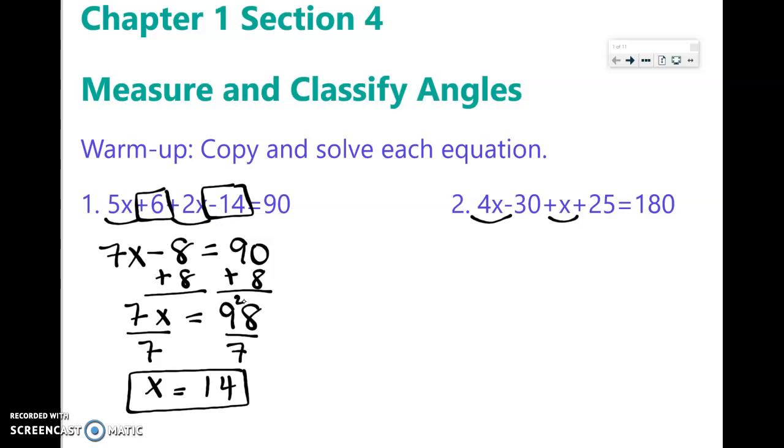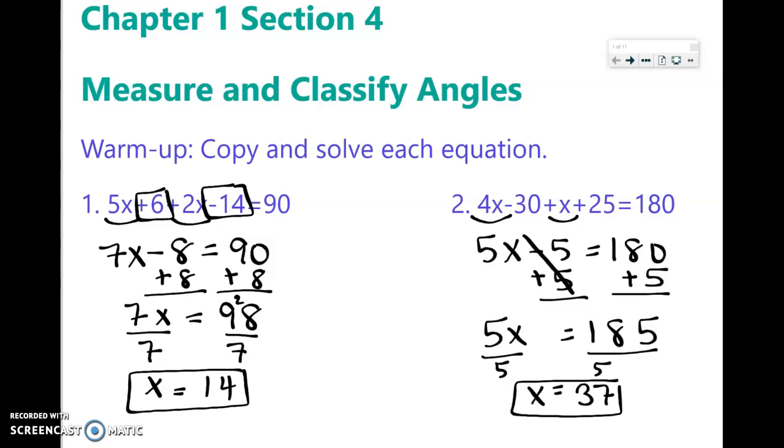All right, number 2, go ahead and try this one. The answer to number 2, combining like terms, 4x plus, this is understood to be a 1 here, is 5x. Negative 30 plus 25 is a negative 5. Add 5 to both sides using the inverse operations, and then divide both sides by 5. 185 divided by 5. 5 goes into 18 3 times with 3 left over, so 5 goes into 35 7 times.